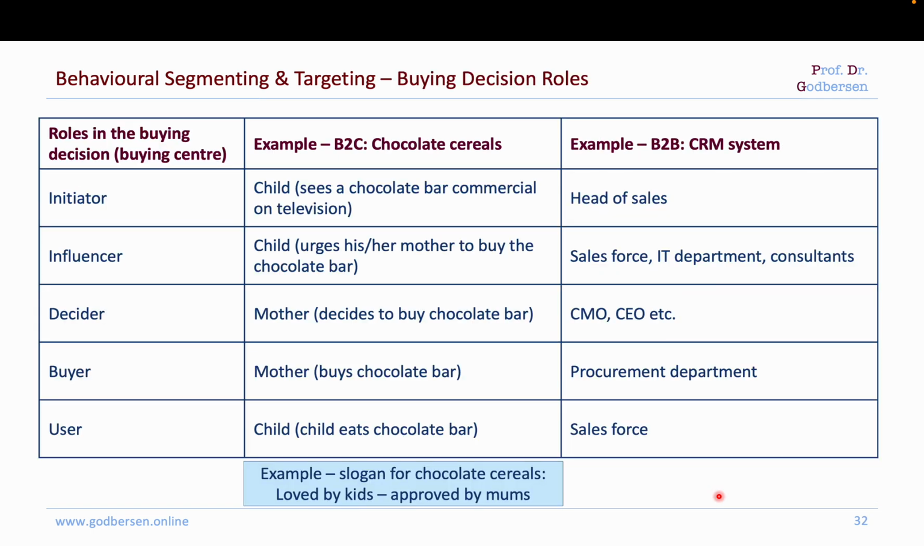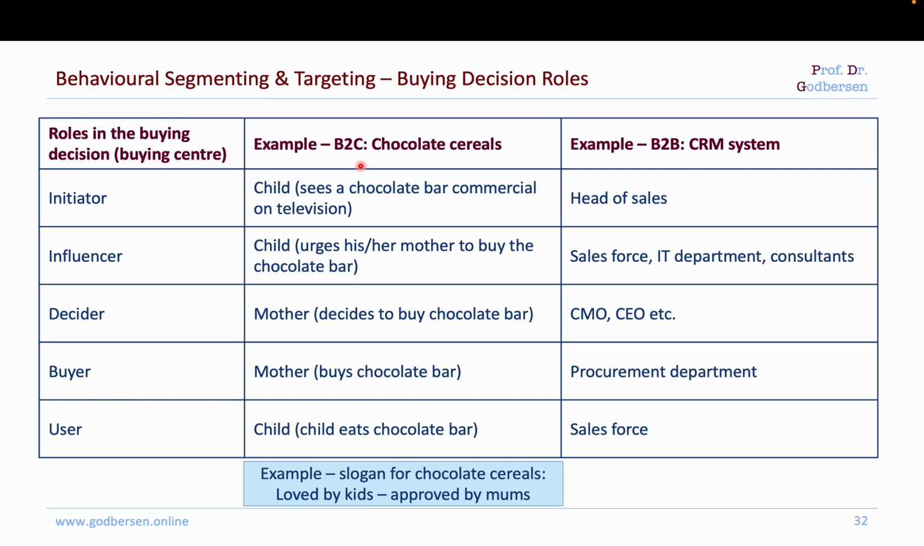I want to give you an example. No, not an example, I'm sorry. I want to give you another thing you should look at, and that is the roles in the buying decision process. Quite often you do not only look at one person but multiple persons. There might be different people in a buying process that are the initiator, the influencer, the actual decider for the purchase, the buyer and the user.